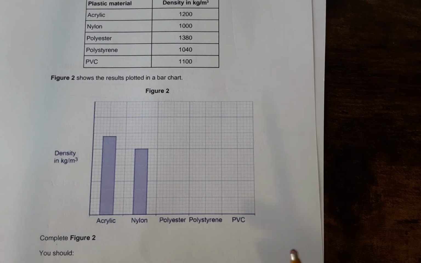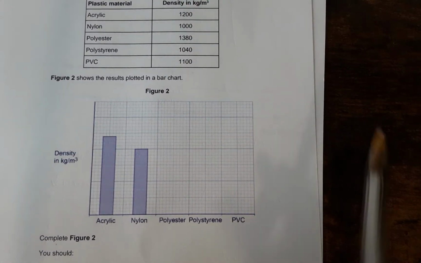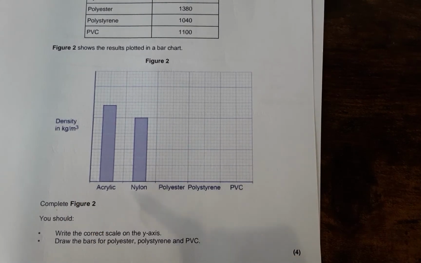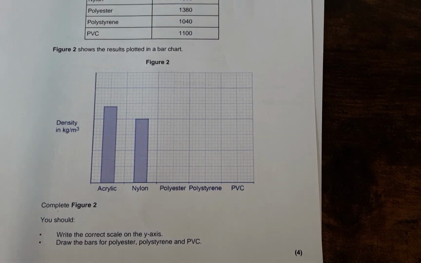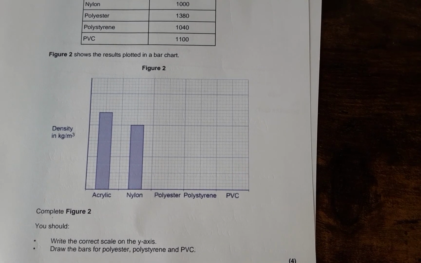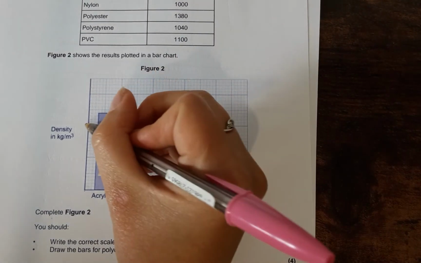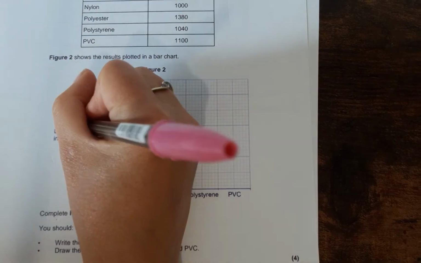You will notice on the side that we don't have any numbers on the scale. So when it's telling us to complete figure 2, it's going to ask us to write the correct scale on the y-axis, and it also wants us to draw the bars of polyester, polystyrene and PVC. So let's have a look at this scale. We're going to use the clues that we've got to try and work it out. I know that nylon, this is my easiest one because it reaches a full square there. The nylon is 1000.